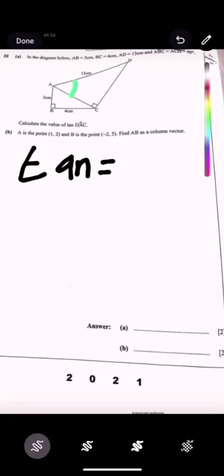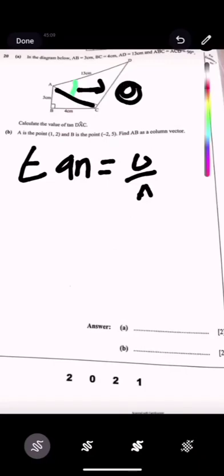Question 20. In the diagram below, we have this. This was one of the trickiest questions on trig. They want you to find tan DAC. We know tan, according to SOHCAHTOA, is opposite over adjacent. So for us to find tan ADC, we need to know the opposite and the adjacent. Without them, we can't. So let's start with this.